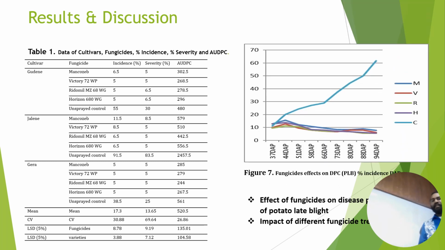It is another abstraction from the table again. It basically shows the effects of fungicides on potato late blight and the impacts of the different fungicide treatments carried out. According to the graph, the result shows that the one that has the highest mean represents the control treatment. Therefore, it simply means that it is less effective to treat potato late blight disease.